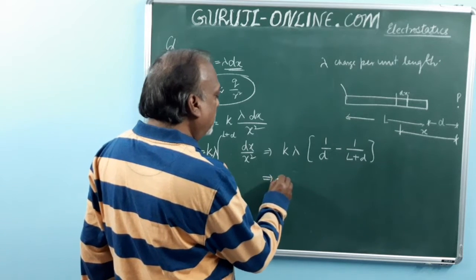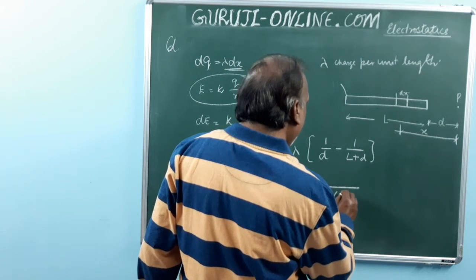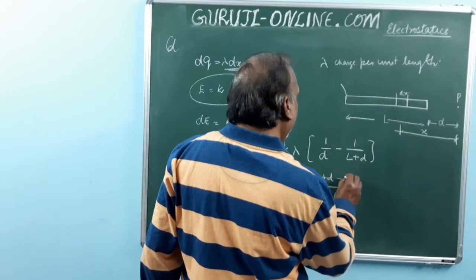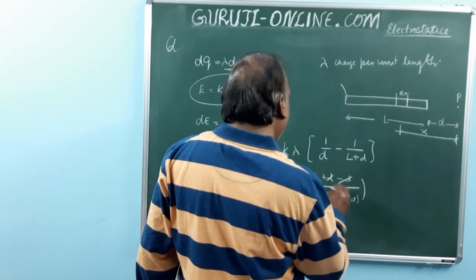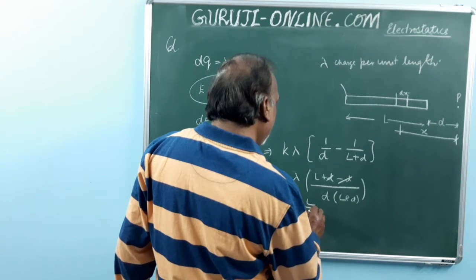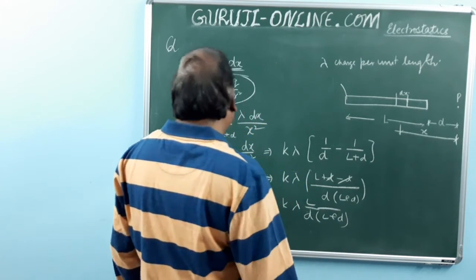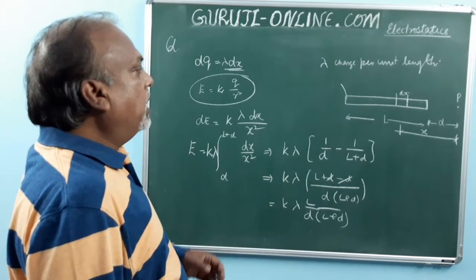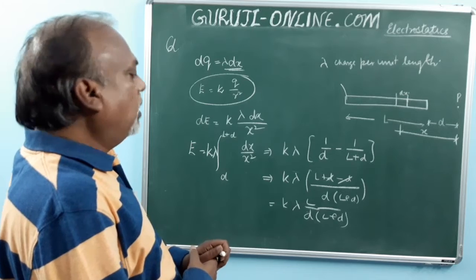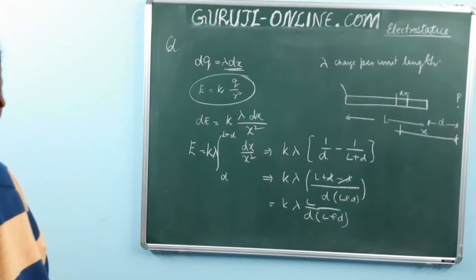We can write this thing as k lambda d L plus d, or L plus d minus d, this distance is out, k lambda L upon. So this is how you can find out the electric field along the axis at any point. Now we will do one more problem like this in our next question. That is also very important.